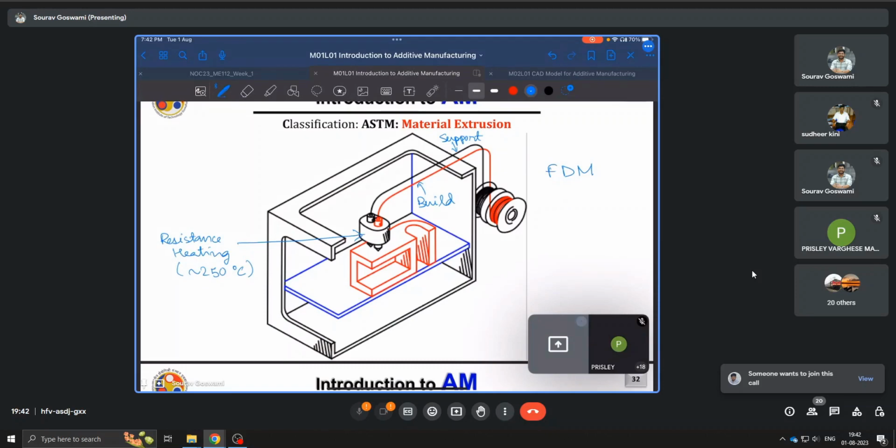So, you have a roller mechanism pushing the filament into this heating chamber. The filament is pushed into the chamber with certain force. It is melted, and a molten or, in certain cases, semi-molten filament is deposited on the layer.